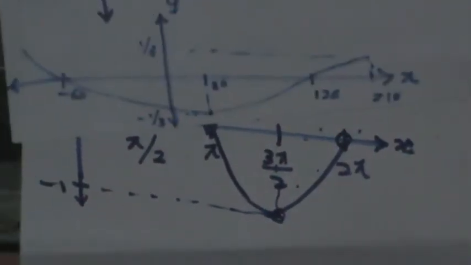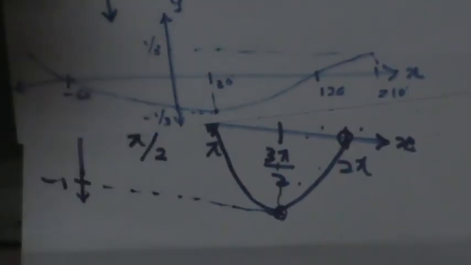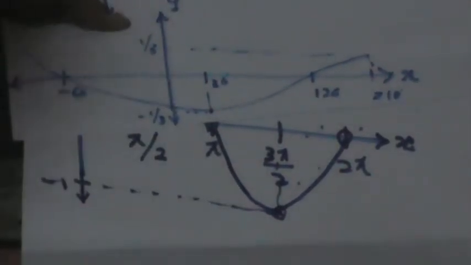So the graph will be something like this. So that's the graph of y equals minus sine (x plus 60) by 3. Alright? So I'll explain it again.